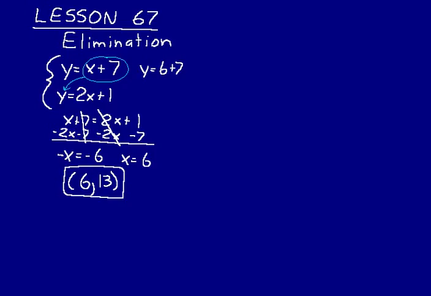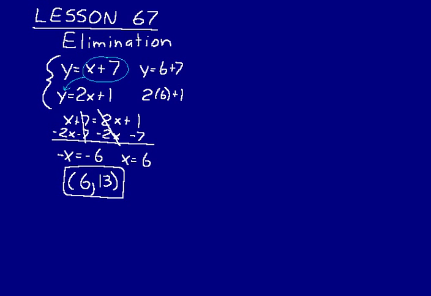Remember also, once we solve for one of the unknown values, we can substitute back into either equation. It doesn't really matter. Like I could have used the second equation there, y equals 2x plus 1, and I would have had 2 times 6 plus 1, and I still would have got y equals 13 for an answer. As long as x equals 6 is the correct value, we'll get the same answer in both of them for y.